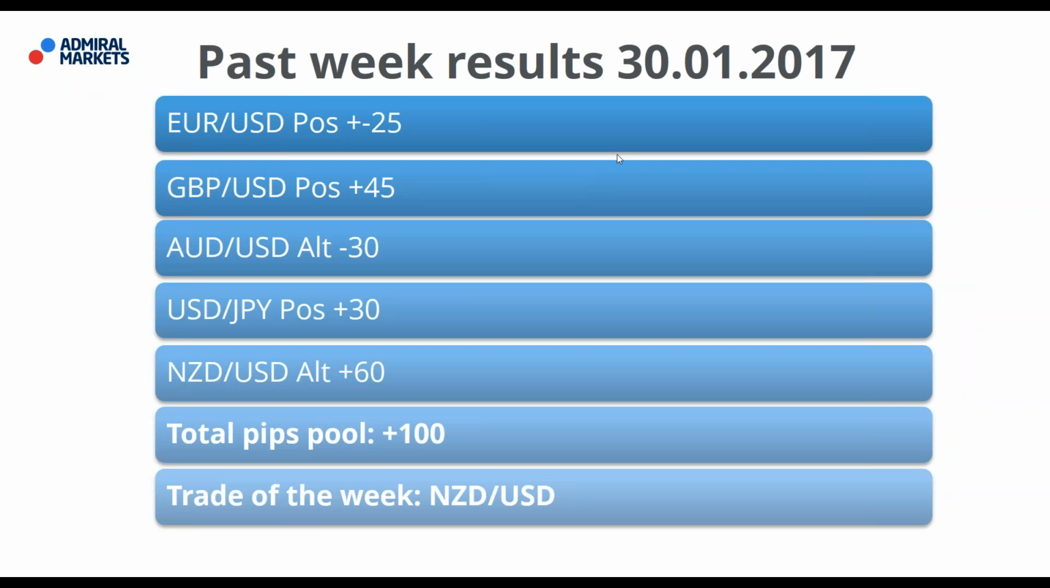And finally, past week results were: euro dollar positional trade was basically good for 25 pips, but unfortunately it dropped then, so we had a loss of minus 25 pips. I will count it as a loss. Pound dollar was good for 45 pips, Australian dollar was a loss of 30 pips, dollar yen was good for 30 pips, and New Zealand dollar was good for 60 pips. So overall total pips pool was 100, and the trade of the week was definitely New Zealand dollar. As I said, New Zealand dollar was very good to trade.